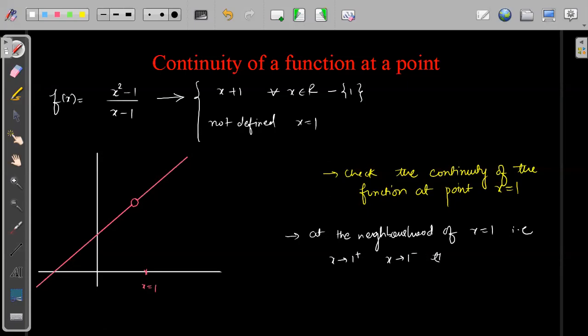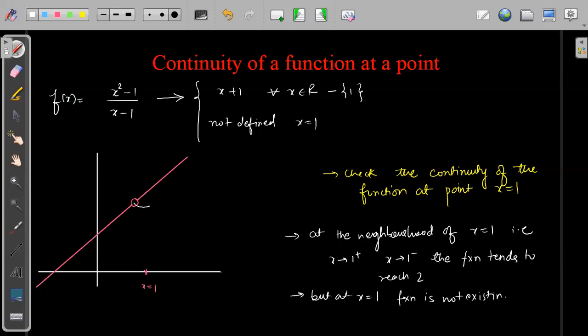the limit of the function tends to reach 2. That means the right hand side is trying to reach 2 and the left hand side is trying to reach 2. But at x equals 1, the function does not exist. That means the function is discontinuous.